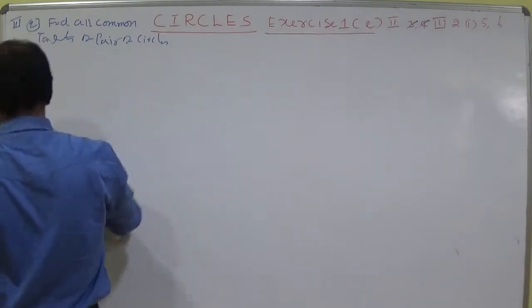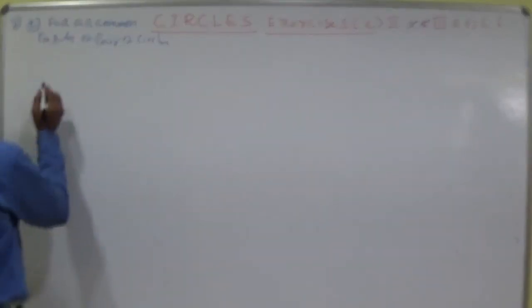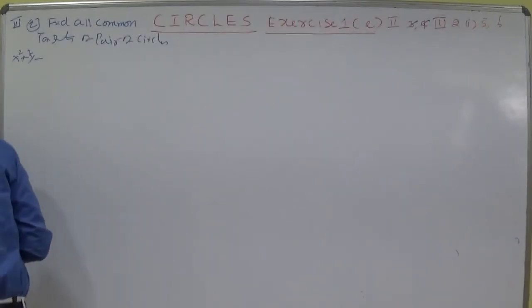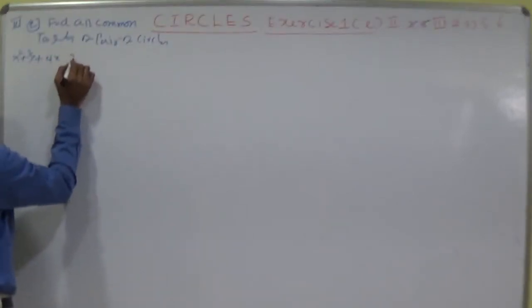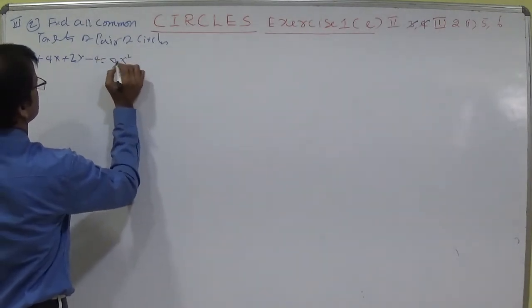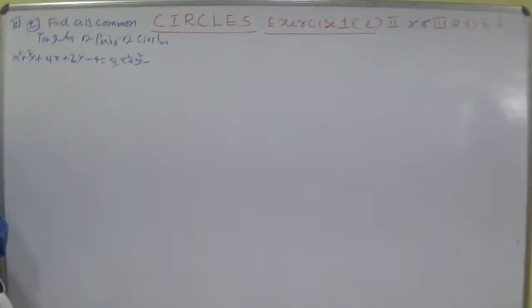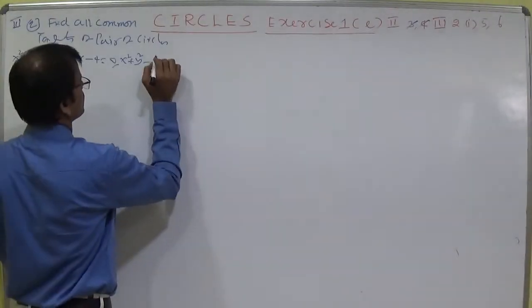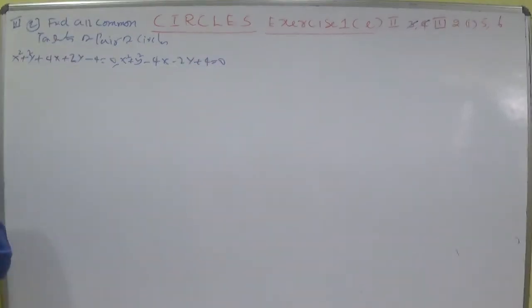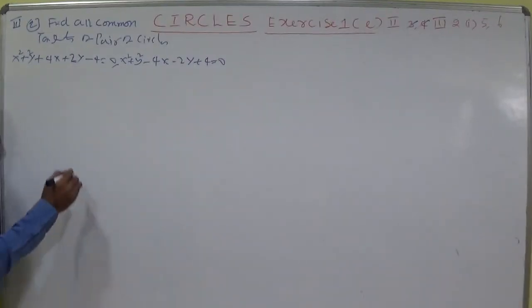Better to do that sum directly, students. Second sum, I say x square plus y square plus 4x plus 2y minus 4 equal to 0, and x square plus y square minus 4x minus 2y plus 4 equal to 0.